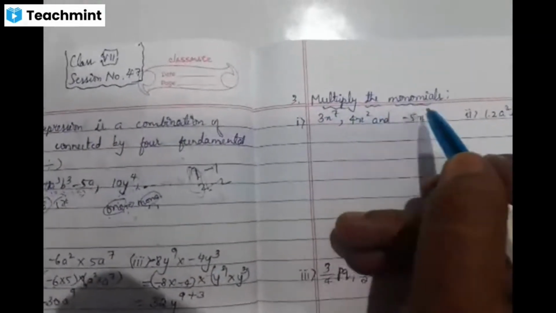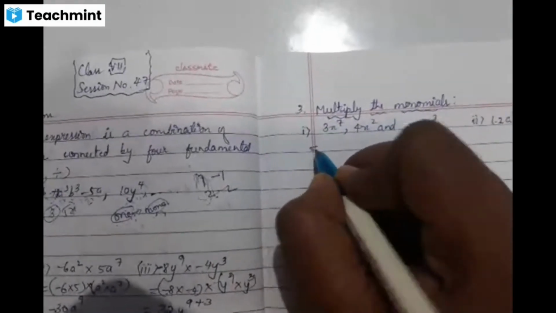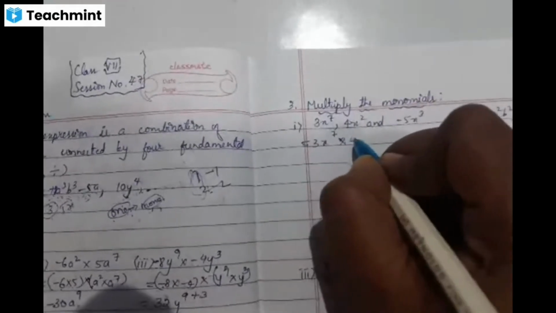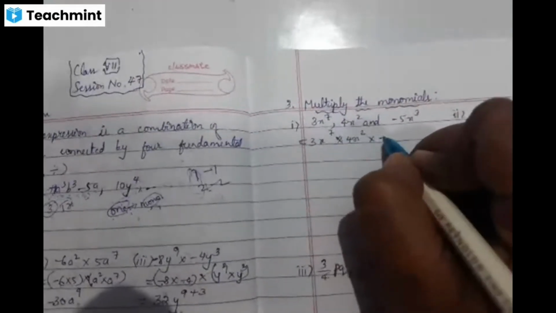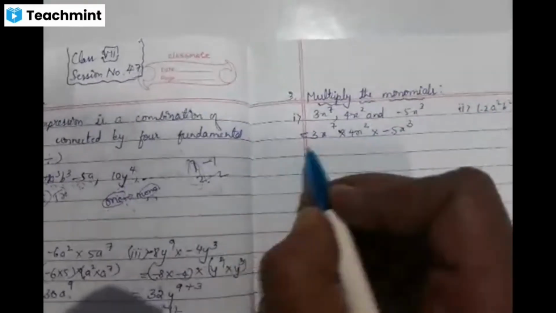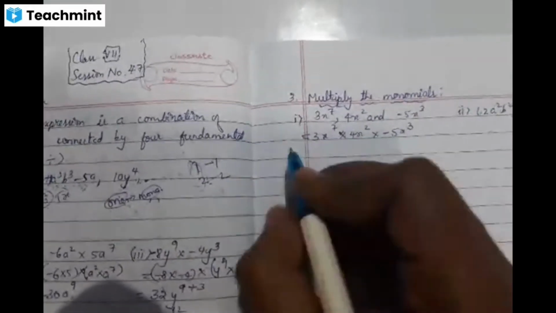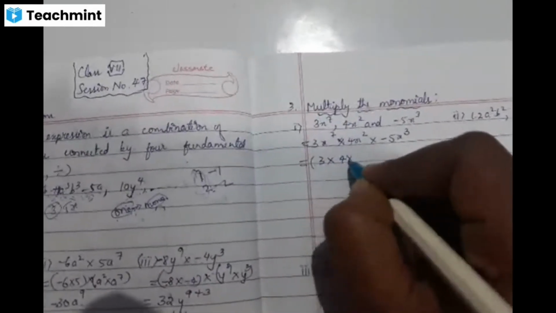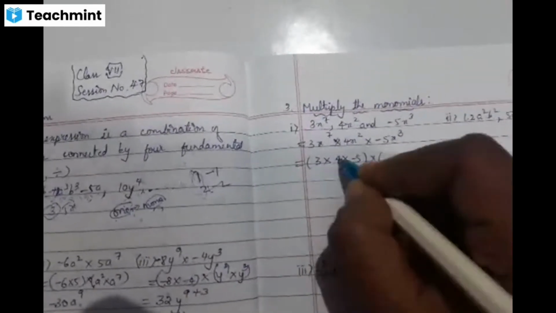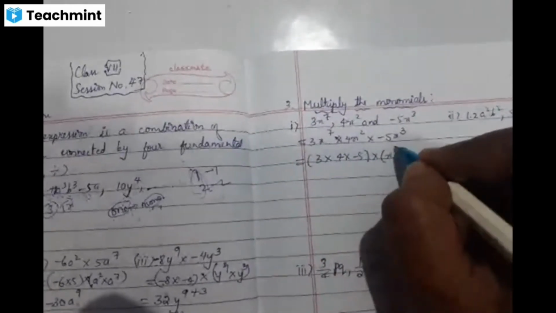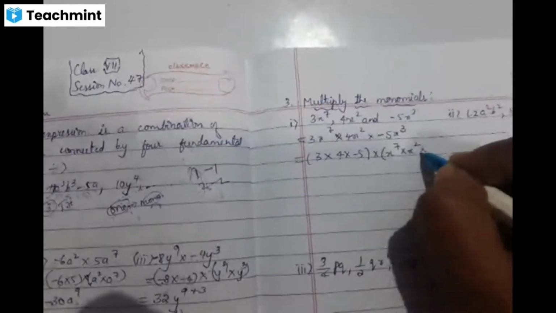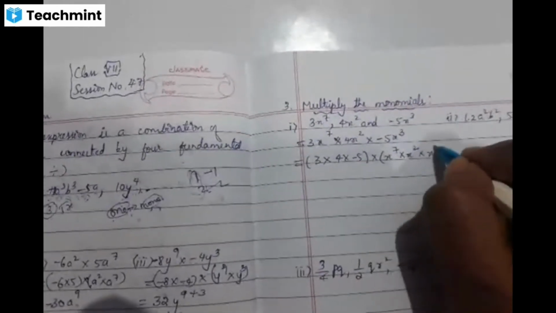Children, let us move to the third main, multiply the monomials. Same type of questions, children. 3x to the power of 7 into 4x square into minus 5x cube. Here we have got 3 algebraic expressions. First, let us group the constants: 3 into 4 into minus 5 in one bracket. Next, you are left with x to the power of 7 into x to the power of 2 into x to the power of 3.